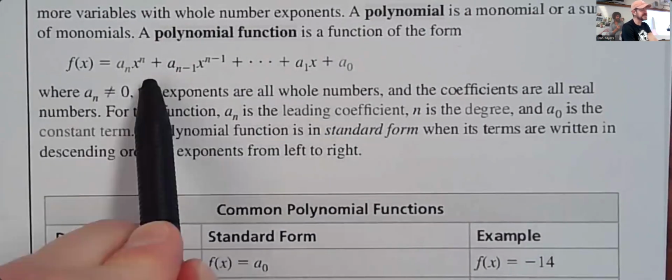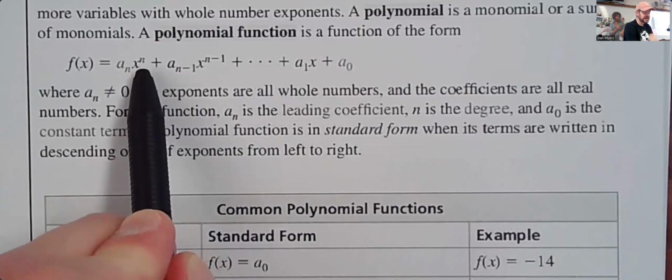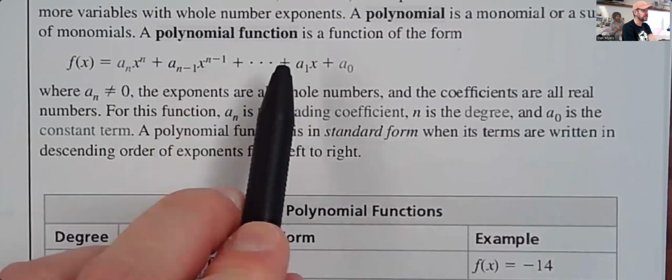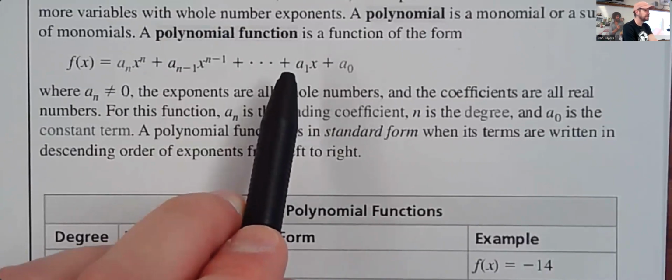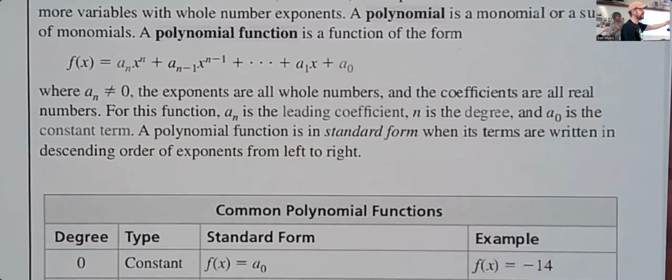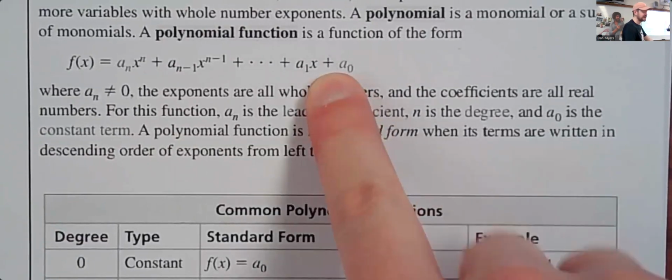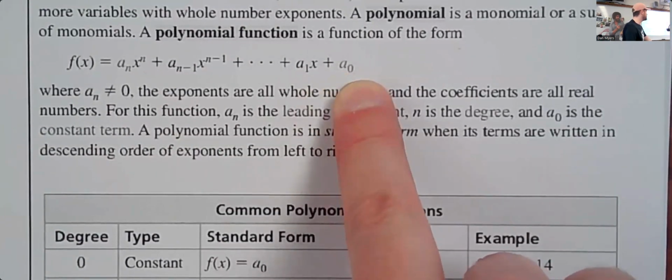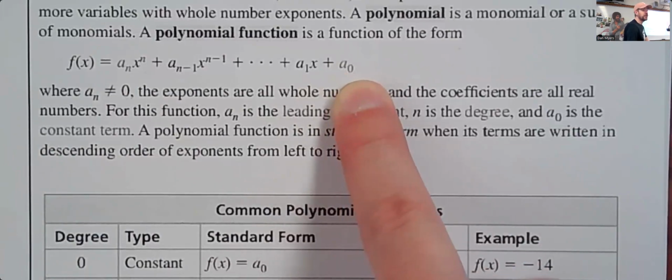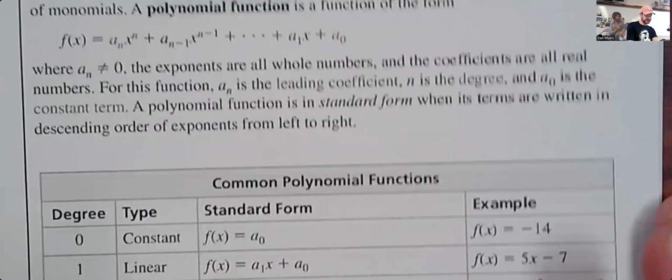So if the highest exponent is 4, then the next highest exponent would be 4 minus 1, which would be 3. And then 4 minus 2, which would be 2. And then 4 minus 3, which would be 1. And so it's just decreasing order of the exponents until you just get to x. And then plus a sub 0. A sub 0 is just a value of a number. Just some number, with no exponent or no variable at all. So we'll take a look at what that looks like.